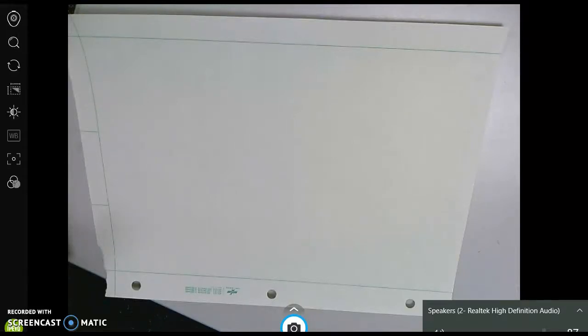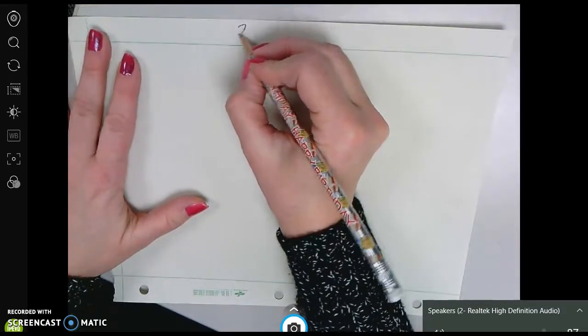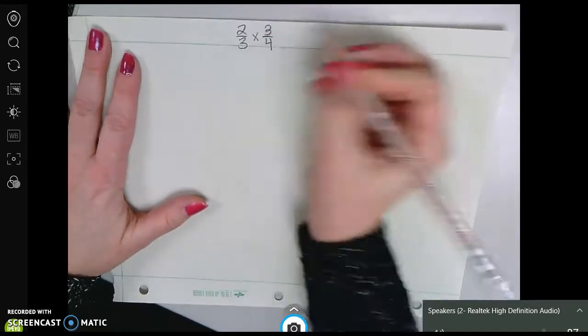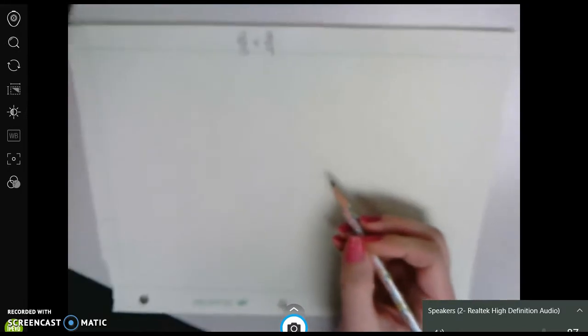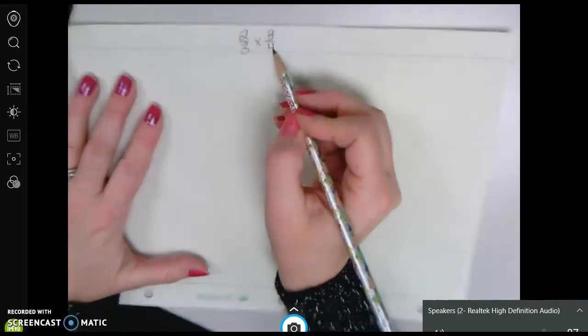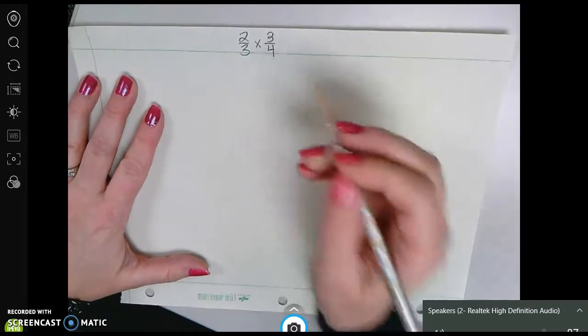Hi there, Mrs. Ambrosiak here, and today we're going to learn how to multiply fractions using a model. The problem we're going to work with is 2/3 times 3/4. I like to think of it as 2/3 of 3/4. In mathematics, times means of.